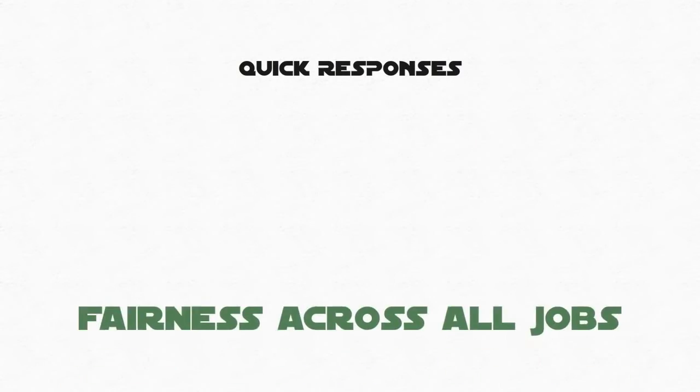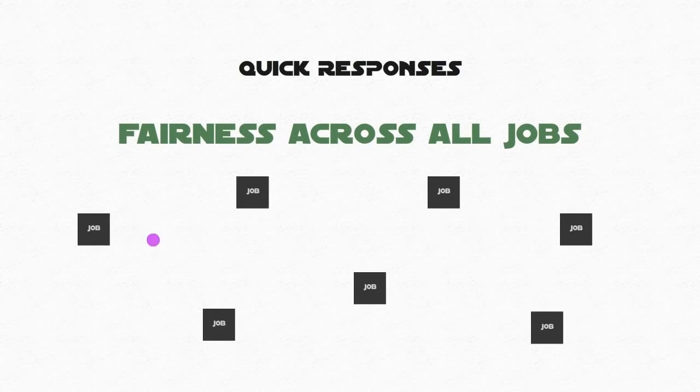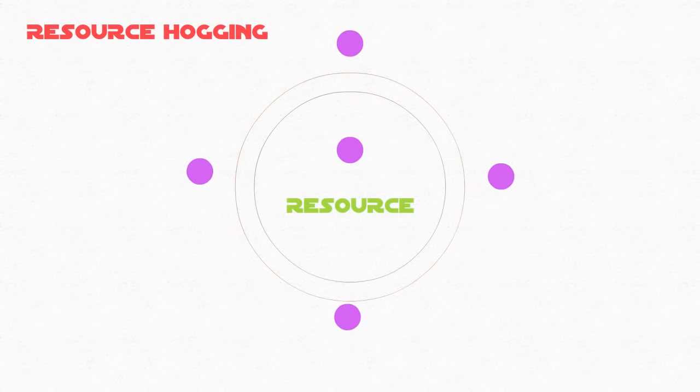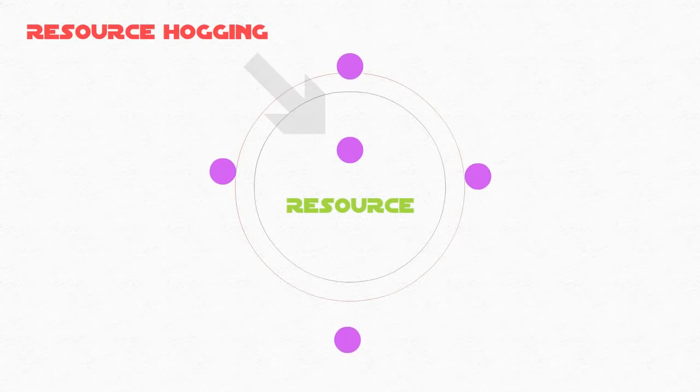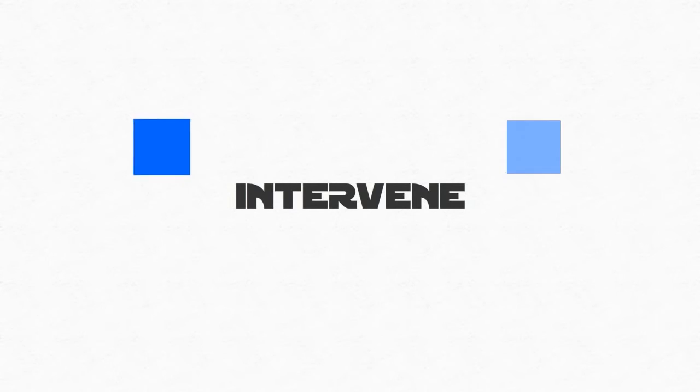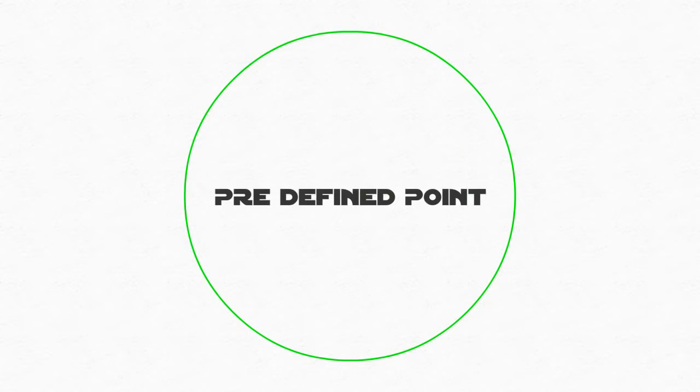We want a policy that can deliver the maximum throughput, provide quicker responses, and ensure fairness for all jobs while also maintaining an efficient CPU service. One thing we surely don't want is resource hogging. This means a job can be very selfish and make use of all the resources and not share them out. We may need to intervene to make sure we can get a hold of resources for ourselves, so we need a predefined point to intervene.